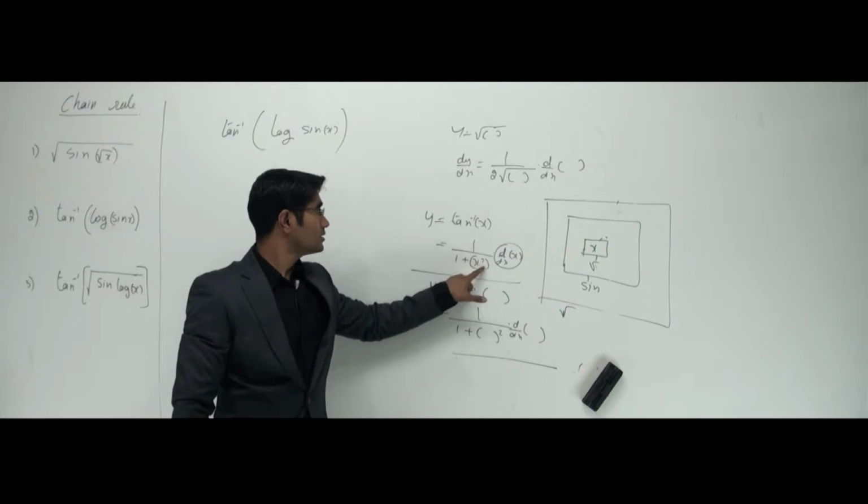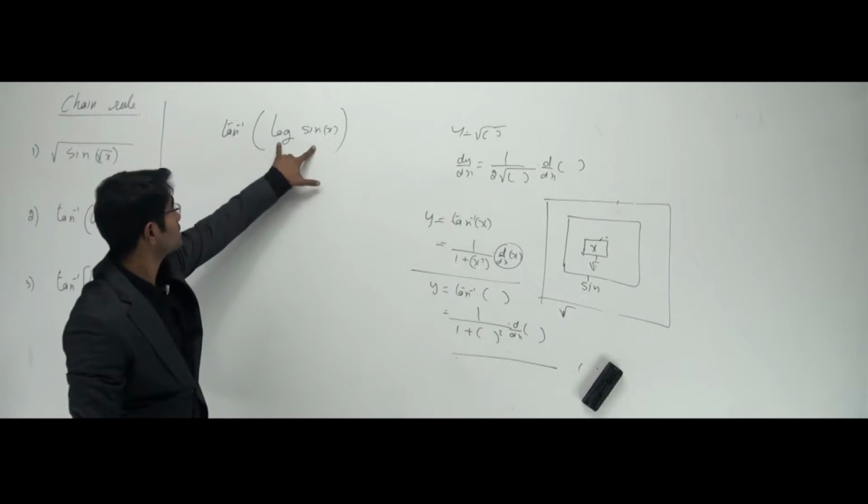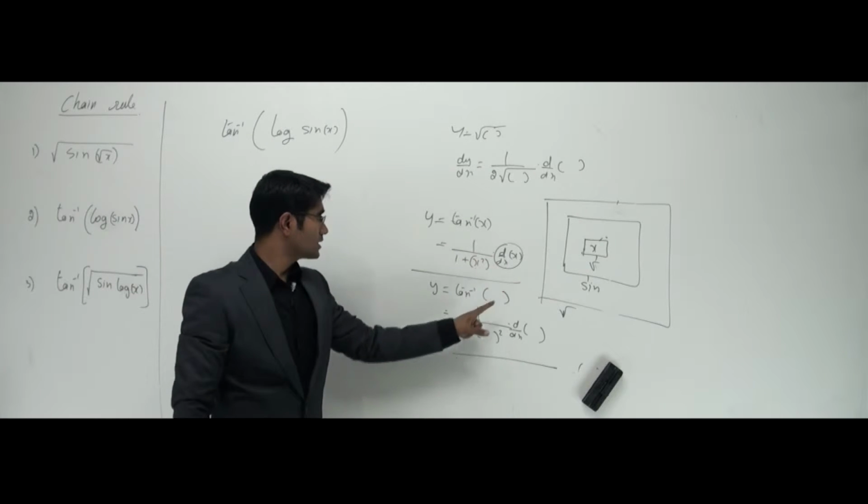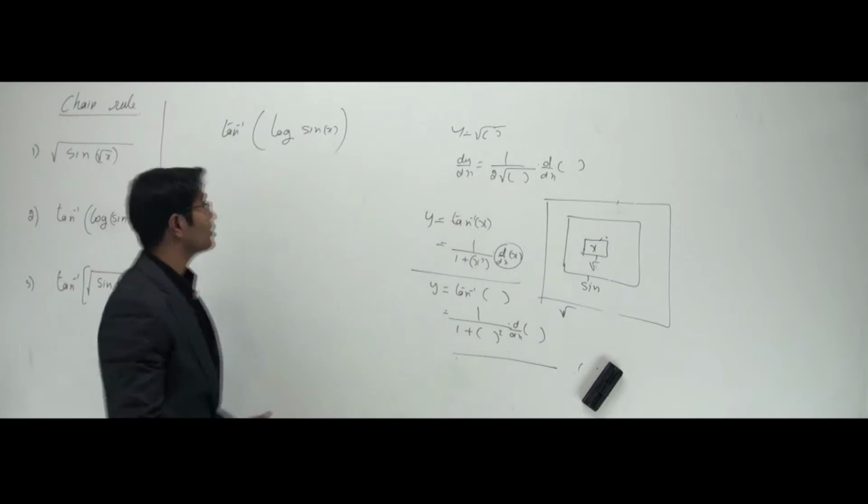So x has to come here, here, and here, right? So it means in this case, this whole stuff has to come here, here, and here, or in this case, in the bracket, in the bracket, in the bracket. That's all about it. So let's go ahead.